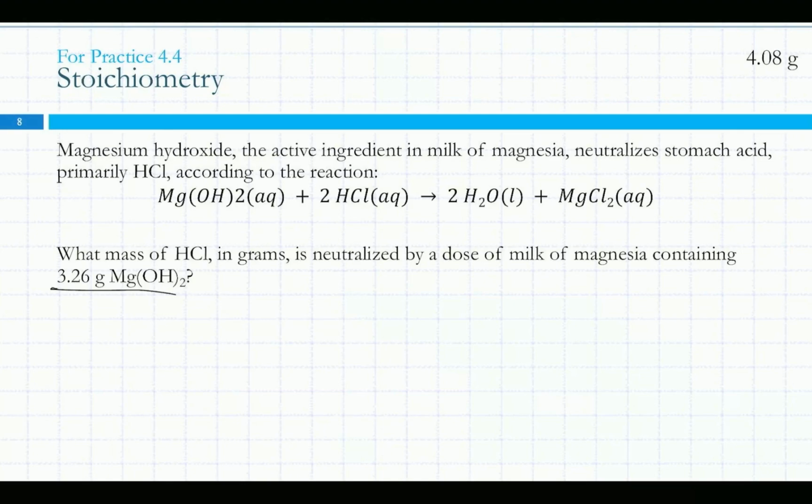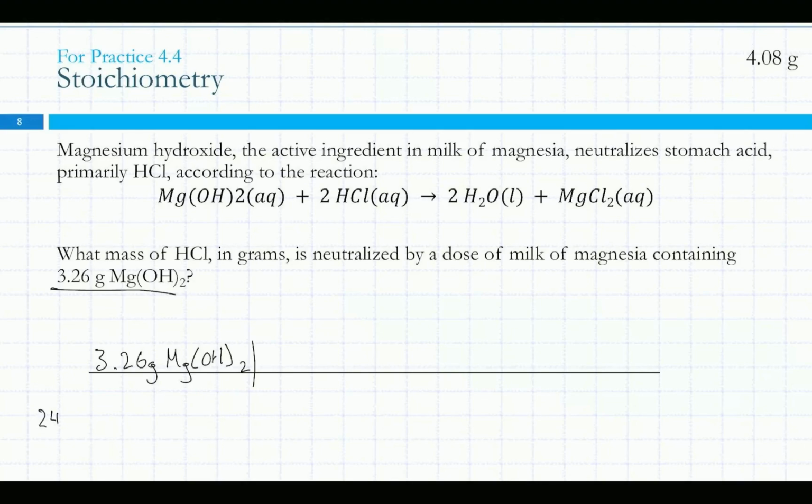So what's the only number we were given to start with? 3.26 grams. And it's also in the chemical equation, so we need a molar mass for that. Magnesium's like 24 or something. 24.305. So plus 16 times 2 plus 1.01 times 2, 58.325 grams, 1 mole.